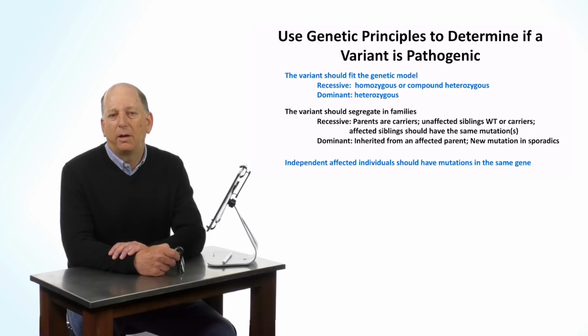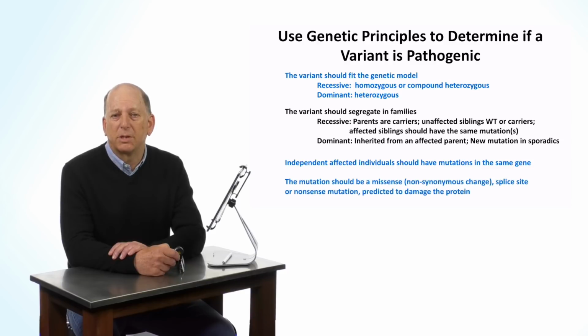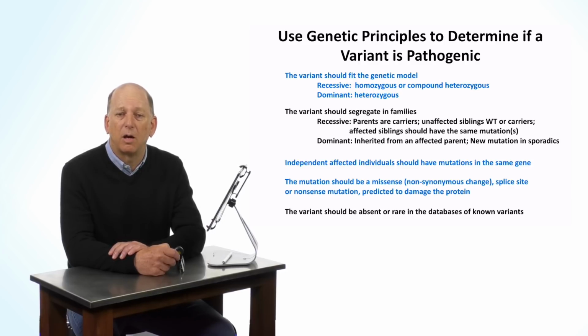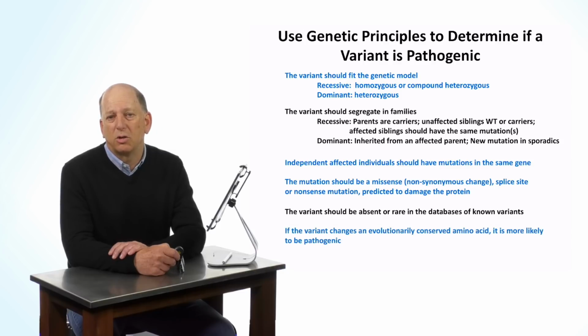than one gene. In general, the causal variant should be a missense or nonsense mutation predicted to eliminate or damage the encoded protein. These disorders are generally rare, so the variant should be absent or, for recessive disorders, very rare in the databases of known variants from unaffected individuals. And finally, if the variant changes an evolutionarily conserved amino acid present at the same position in the equivalent protein in other species, it is more likely to be pathogenic.